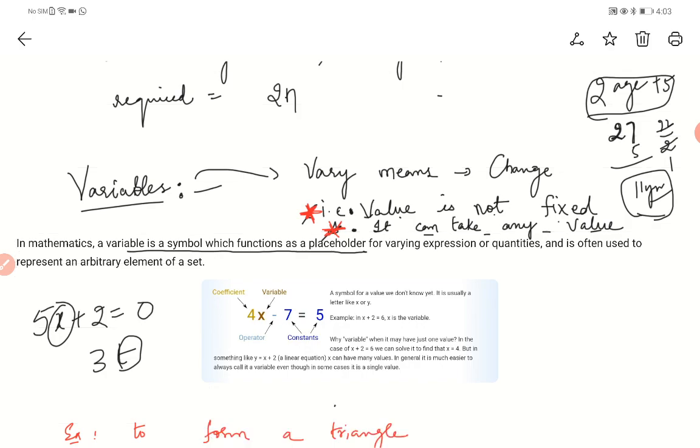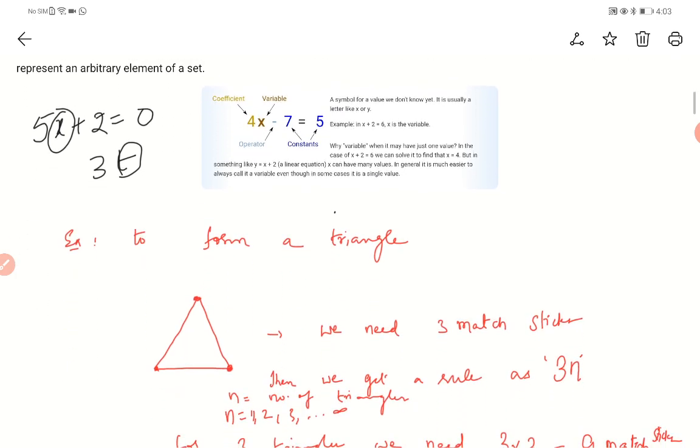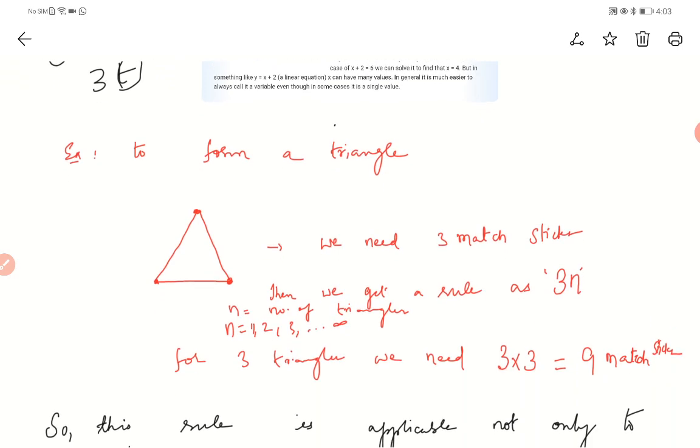All right, so I will continue this class, the topic of variables, in the next one by taking the example of a triangle.